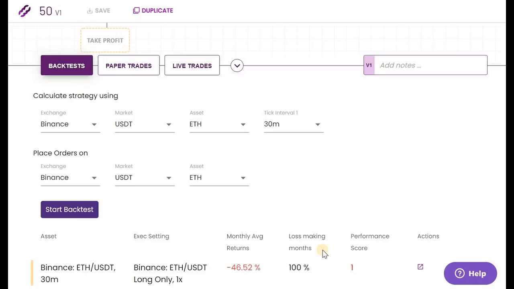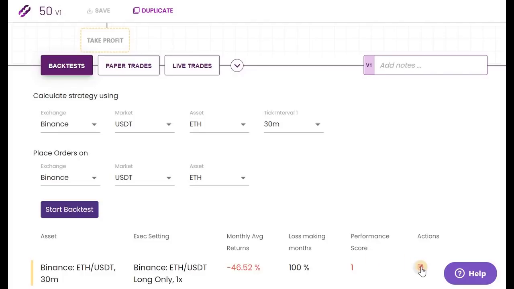And right now, oh my God, this is the result of this strategy. As you can see, oh my God, the monthly average returns is minus 46%. The loss making month is 100%, and the performance score is 1. Oh my God, I'm starting to think that this guy didn't really make his first $50,000. Maybe he actually lost his first $50,000 using this strategy, because this right here is just awful. This is really bad. Let's view more information about this strategy.